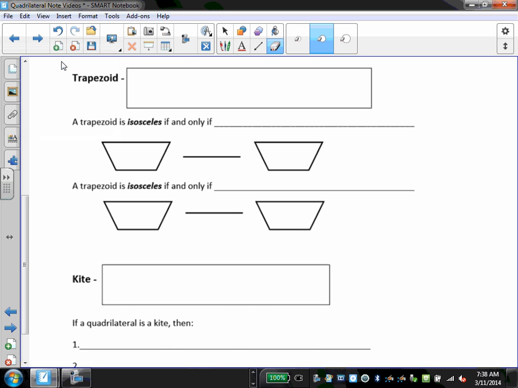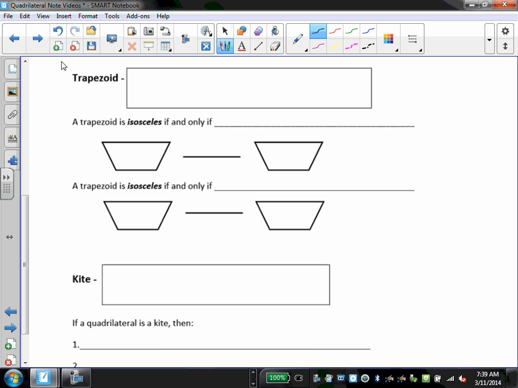Alright, everybody. Last video on properties and notes for some of these shapes. We have the unusual trapezoid and kite. So, what exactly is a trapezoid? How is it different from a parallelogram?